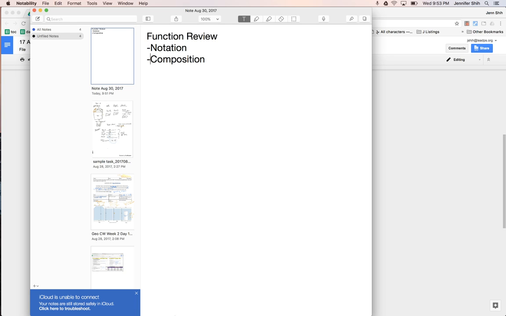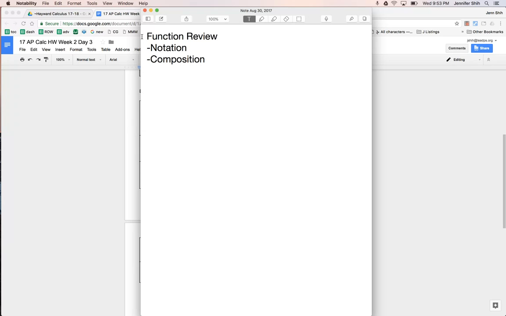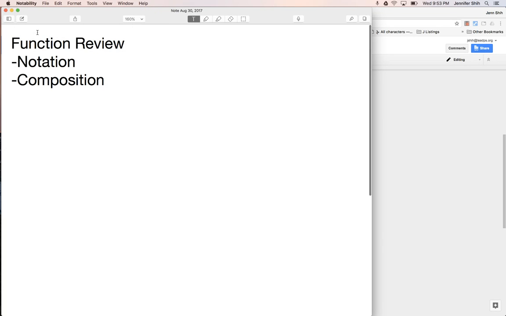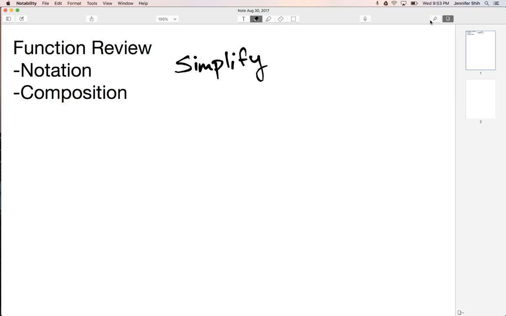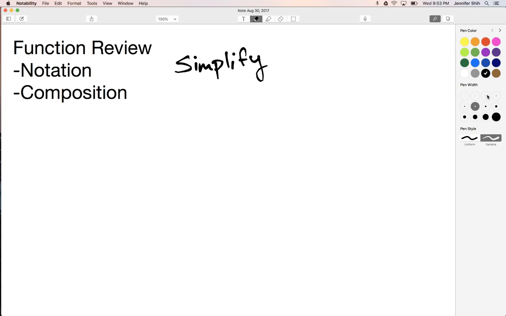Hello, this is a review on some function notation and composite functions as well. I'm going to go through a couple examples. So first of all, you may get a problem where it says something like simplify, and then I found some problems that I think are going to be helpful in the future.